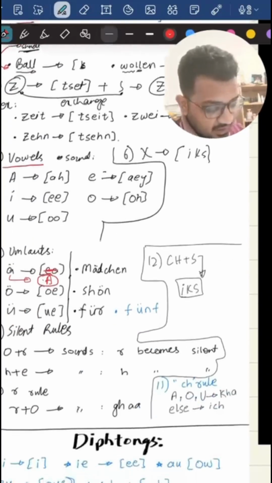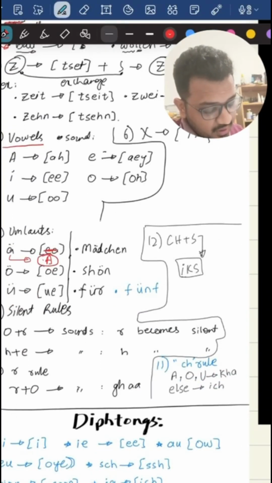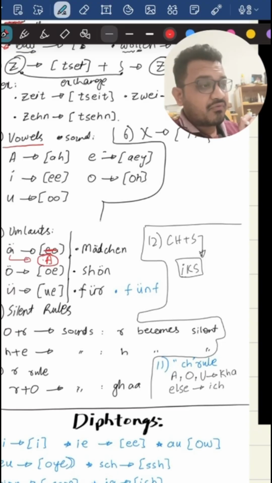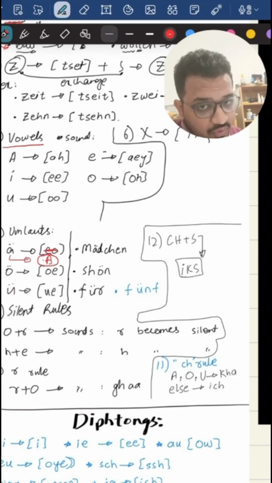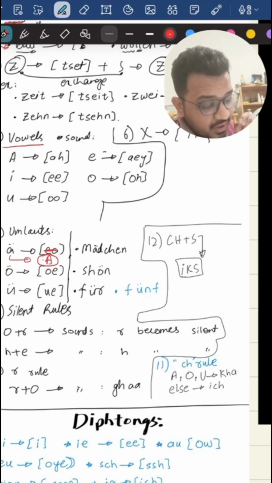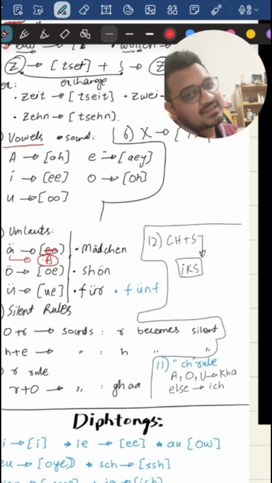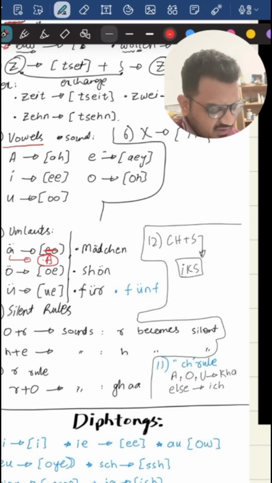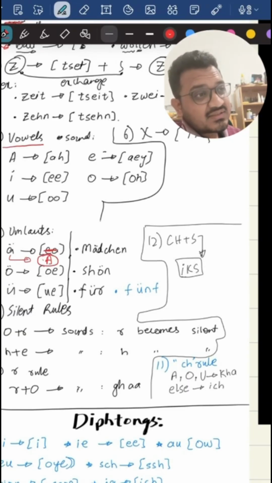That's the thing that I really want to explain to you guys. Wherever the R comes, if the vowel comes before it, the R sound becomes silent. And the next rule is wherever the vowels come after the H, the H sound becomes silent. So the R sound becomes silent when vowels come before, and the H sound is silent when vowels come after H. Normally Germans say it this way.